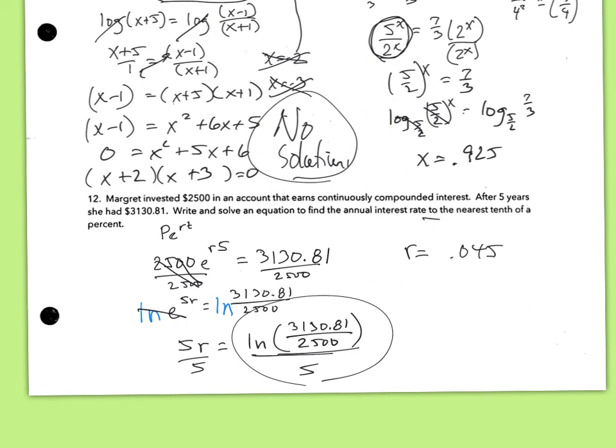But the question says to round to the nearest tenth of a percent. So be sure to move that over. So the answer is 4.5%.